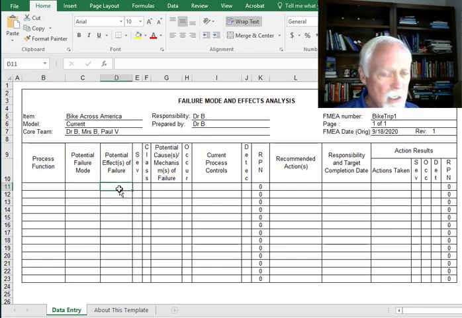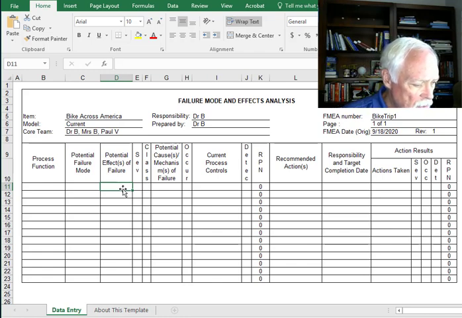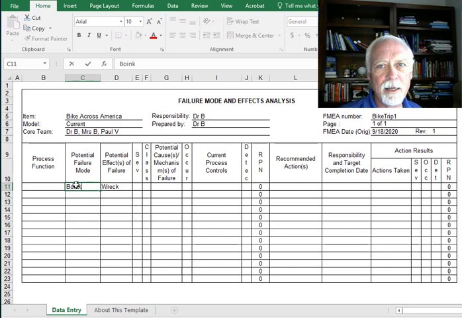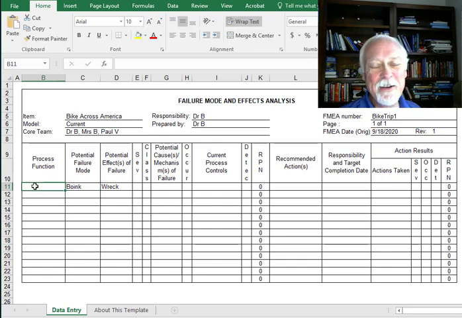Sometimes it's easier to start with the effect and sort of work backwards. So, for instance, I could have a wreck. What could cause me to have a wreck? It could be that I am, I'm going to use a sort of technical term here, boink. Basically means that I have a physical failure.